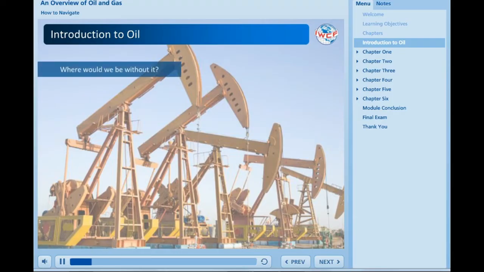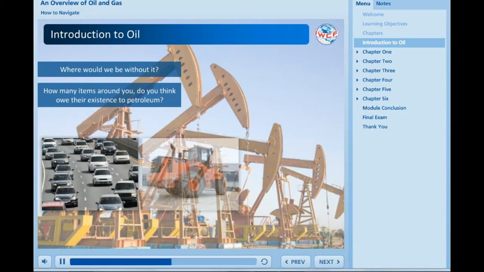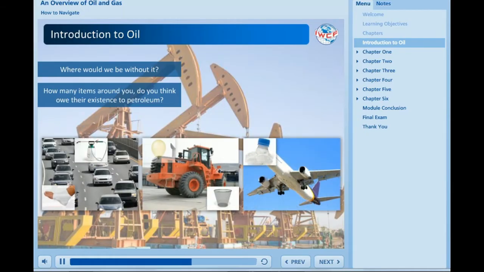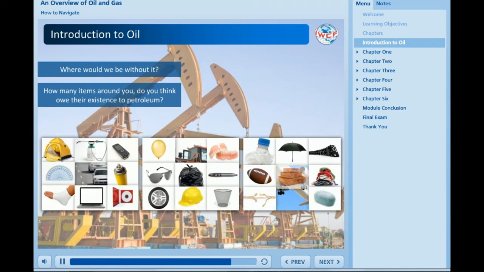Petroleum. Where would we be without it? How many items around you do you think owe their existence to petroleum? Petroleum is not just about fuel for our cars, trucks and aeroplanes. It's about so many other things that we rely on day to day and rarely stop to think about what they're made of.